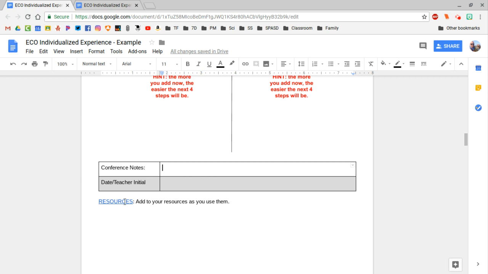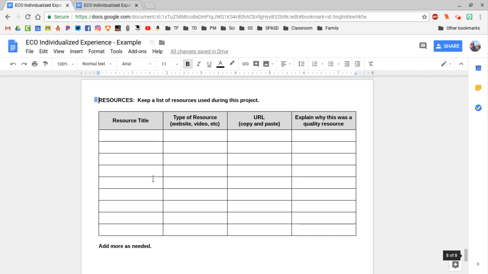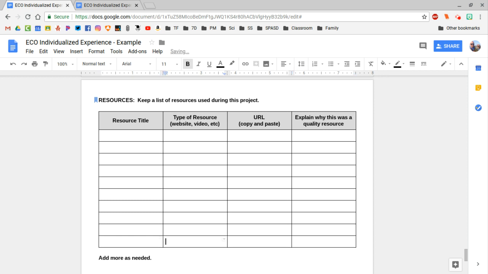And like we talked about before, but I'm going to keep reminding you of this, you should visit the resources page. And then as you're finding information, maybe watching videos, you should be filling out the resource page. And if you need more, you can add below it. That's not difficult to do. You just keep hitting tab and it will add more as needed.